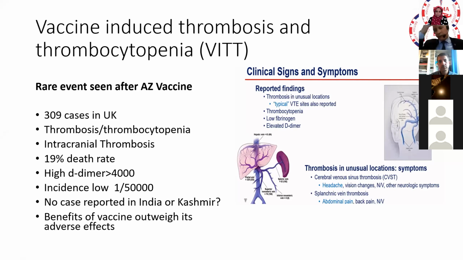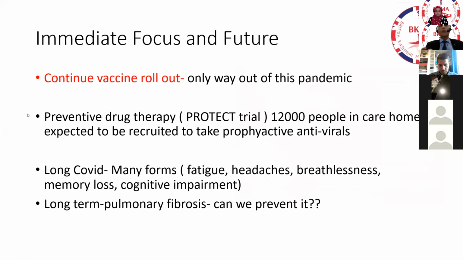The important thing is that we should not give any heparin to these patients, and they should be managed with either direct oral anticoagulants and intravenous immunoglobulins. Now, my concluding slide is that our immediate focus should be on continuing the vaccine rollout, particularly in Kashmir, because that's the only way out of this pandemic.